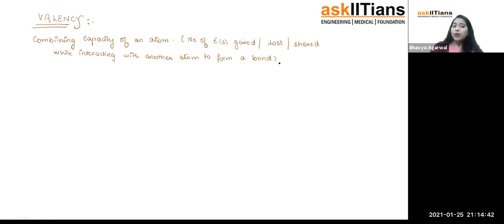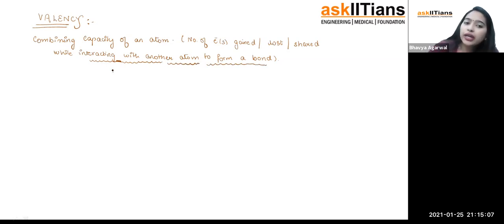So, when we talk about that, the first question that comes to our mind is, why does an atom need to interact with another atom? What is the need of it? The need of it is to attain stability. The reason why an atom interacts with another atom to form a bond is to attain stability. That is the question for why it is happening. Now, how does it attain stability?